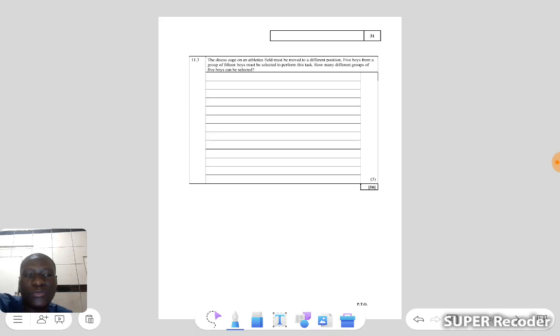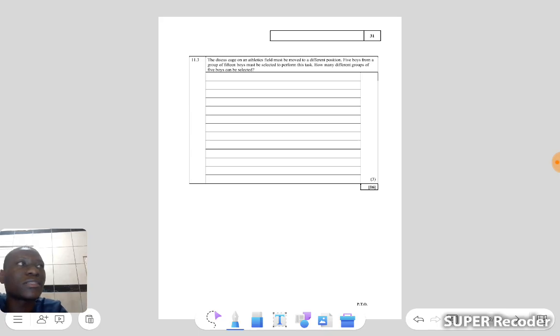So let's come to the last question that we have. The discussed cage of an athletic field must be moved to different positions. Five boys from a group of 15 boys must be selected performing these tasks. How many different groups of 5 boys can be selected? First of all, you should determine what you will use. It is a combination formula because they are selecting 5 boys from 15 boys. Once you hear different positions, you know that's a combination equation.